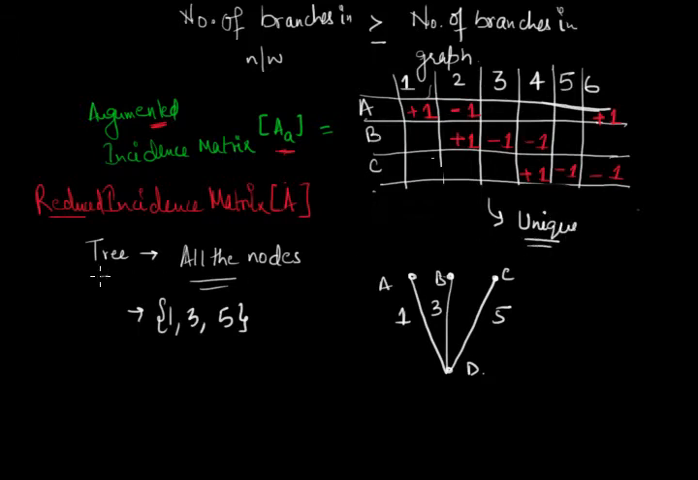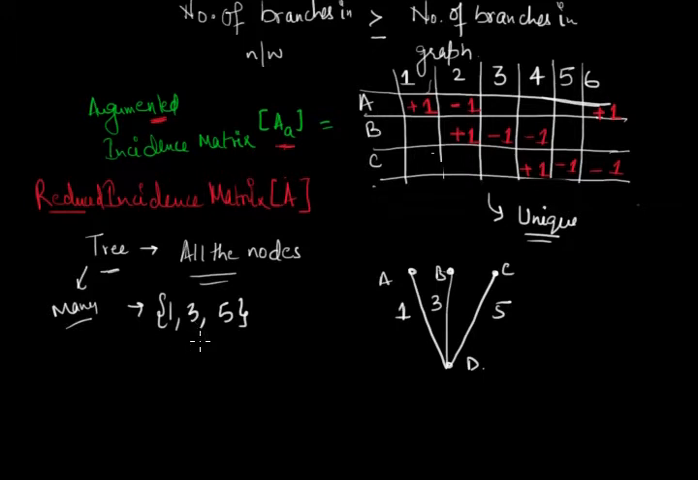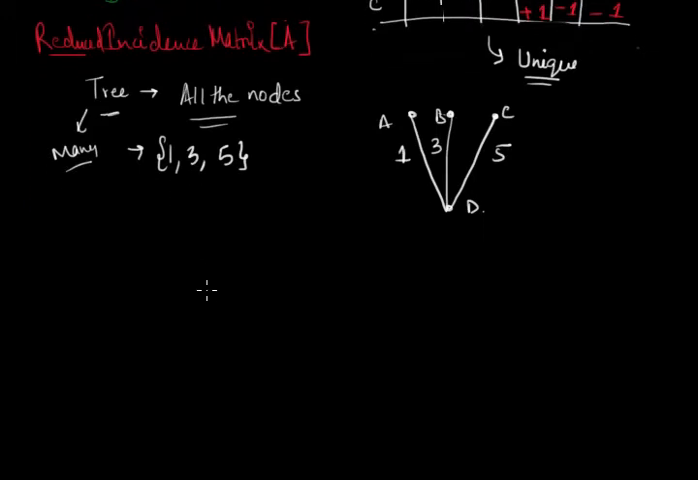Okay, but a tree can be many. How many trees are possible for a network can be calculated, and we'll calculate it after defining cotree.